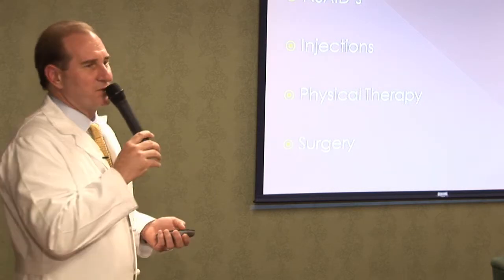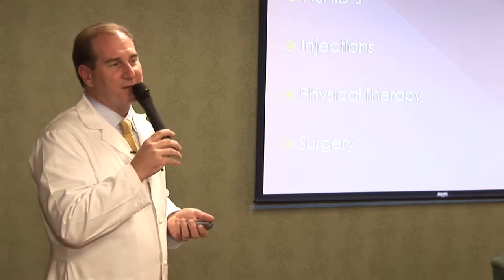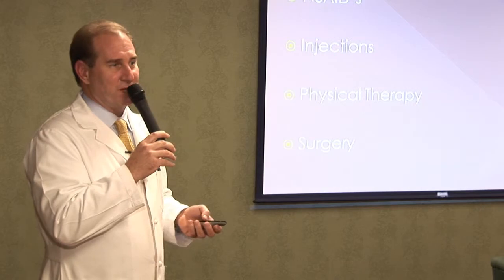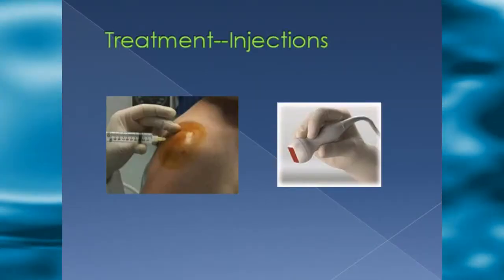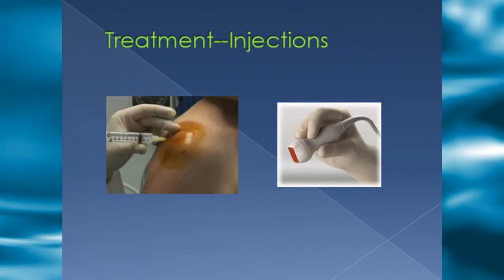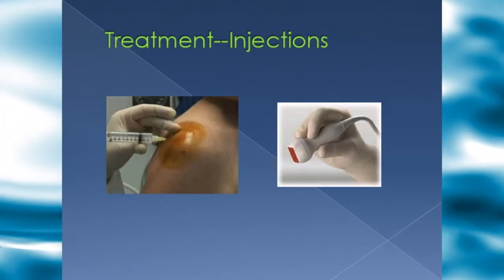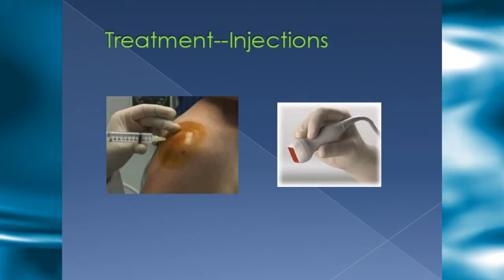And of course, the last resort is surgery. Many of these problems do well, many of them don't. And when they don't go well, we have to end up doing surgery on them. This is a picture of a typical ultrasound-guided injection. We'll use a small syringe, a tiny needle, and the ultrasound probe to help us get it in the right spot.